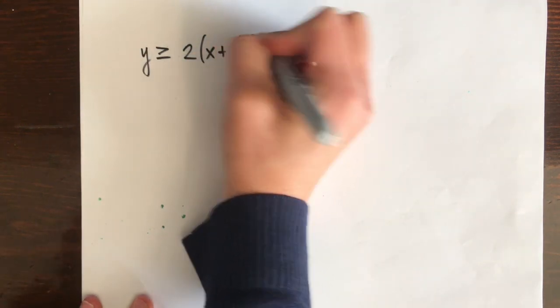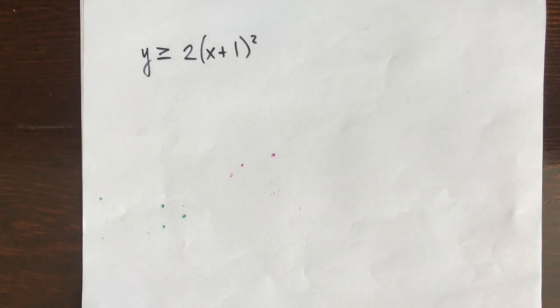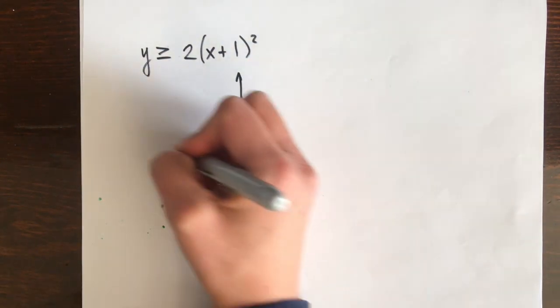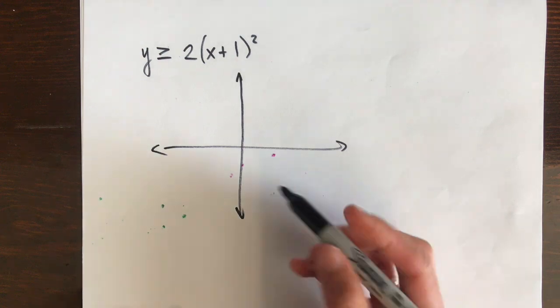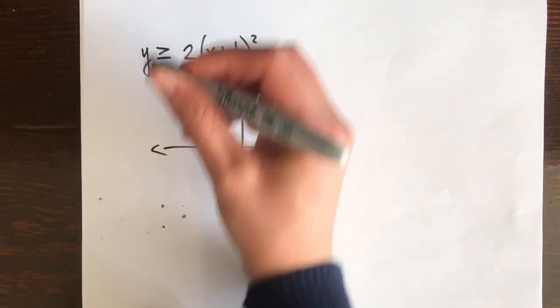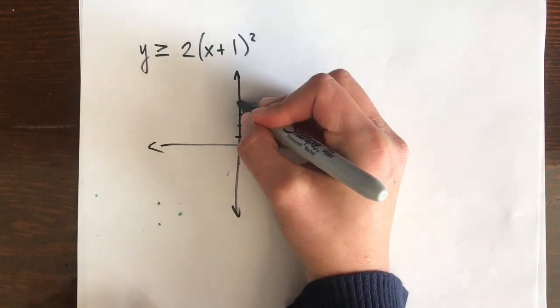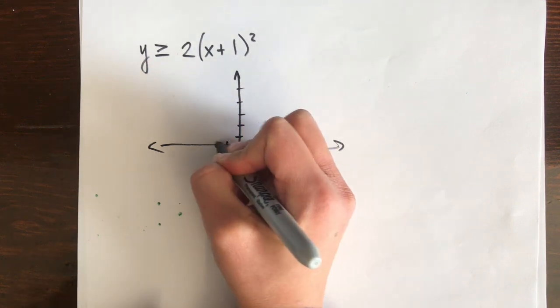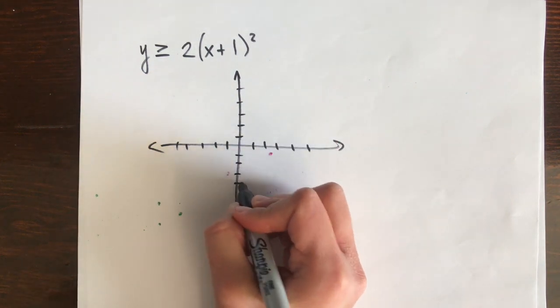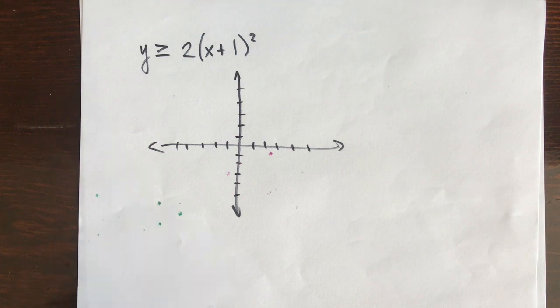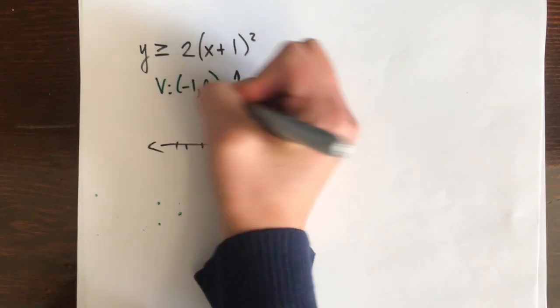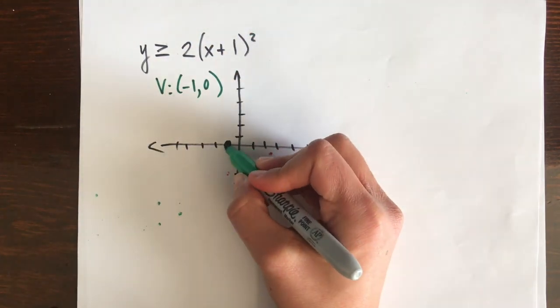Suppose that we have y is greater than or equal to 2 times (x plus 1) squared. So I'm going to graph this parabola. It obviously has this greater than or equal to sign, which we're going to have to figure out what that means. So the vertex of this parabola is going to be (negative 1, 0), right? It's whatever makes the x plus 1 term 0 and whatever makes y 0. So it's going to be (negative 1, 0), which I'll plot right there.